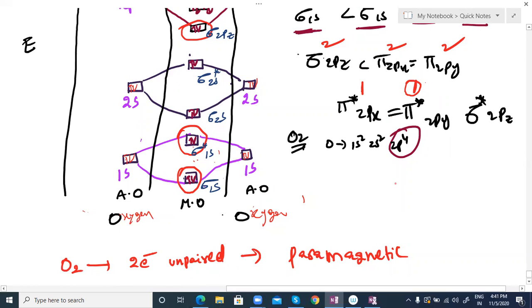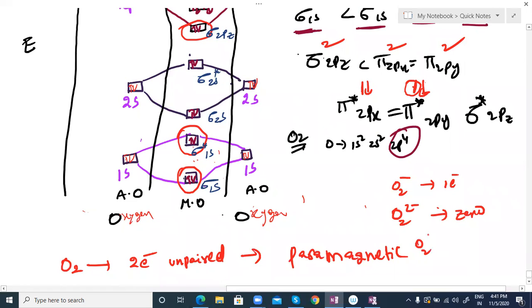O2 minus, suppose I am telling O2 minus. O2 minus means we have to add 1 more electron here. So we should not remove, we have to add 1 more extra electron. Even then it has only 1 unpaired electron. But O2 2 minus means we have to add 2 electrons, that is pair up: 0 unpaired electrons.